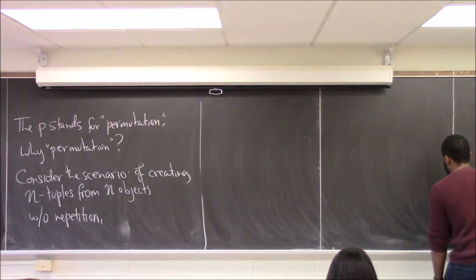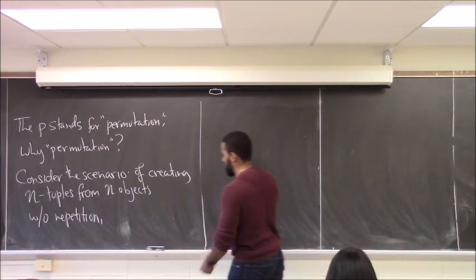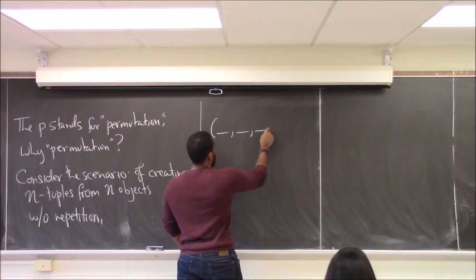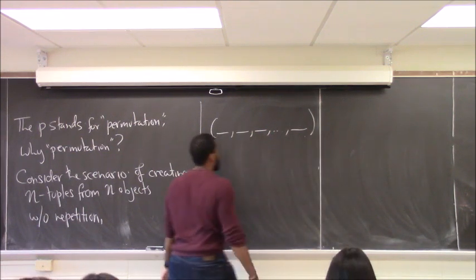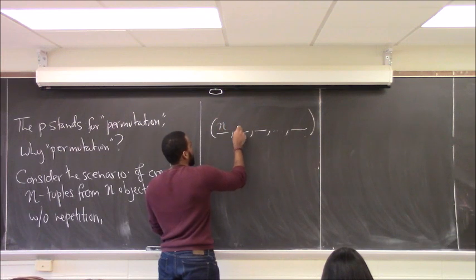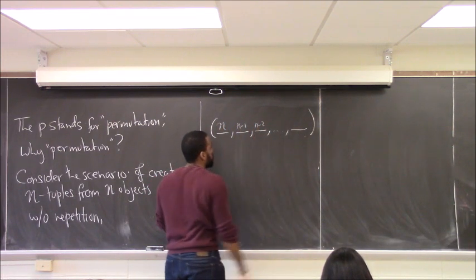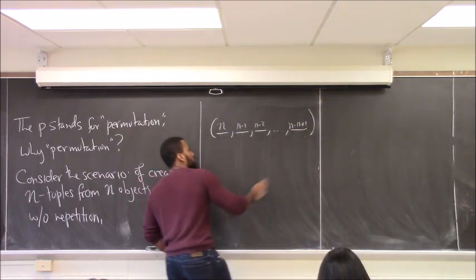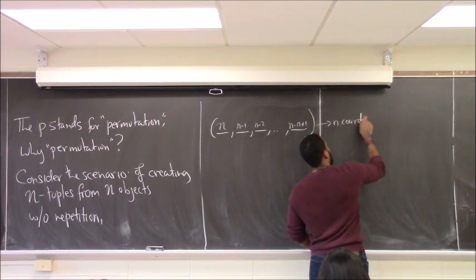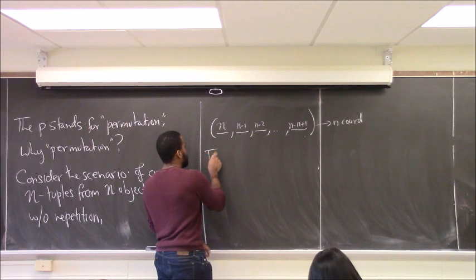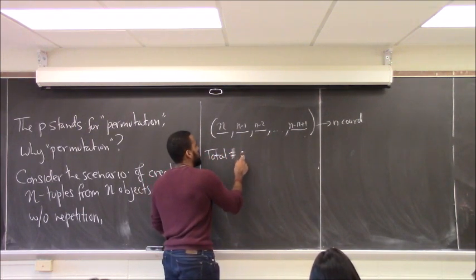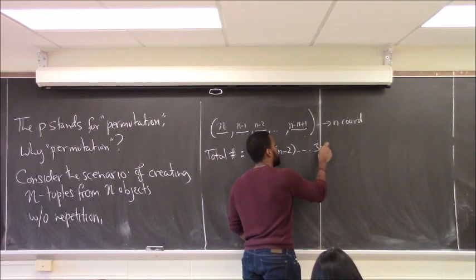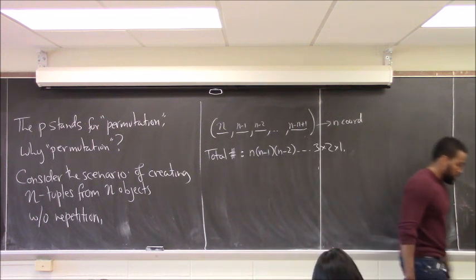Now, I know this is a bit abstract, but when we start doing some word problem examples, you'll actually see how this is all going to fit together. So you have now n coordinates. So you have n times n minus 1 times n minus 2, and in the end, we're going to end up with n minus n plus 1, right? So this is if we have n coordinates. So the total number is going to be n times n minus 1 times n minus 2, all the way down to 3 times 2 times 1.